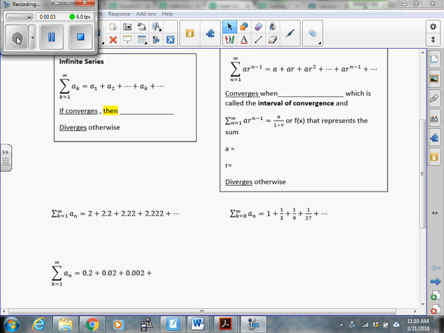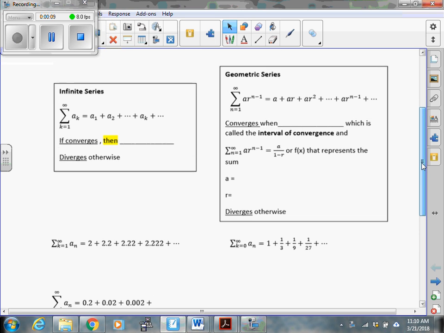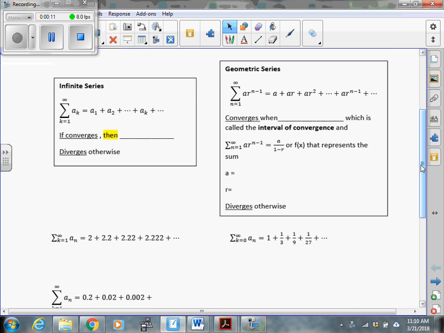Okay, guys, we're going to start a series. This is section 9.1. Its primary focus is geometric series, but we first have to define what a series is, and especially what an infinite series is. An infinite series is a sum of an infinite number of terms, or basically taking a sequence and adding all the terms together.